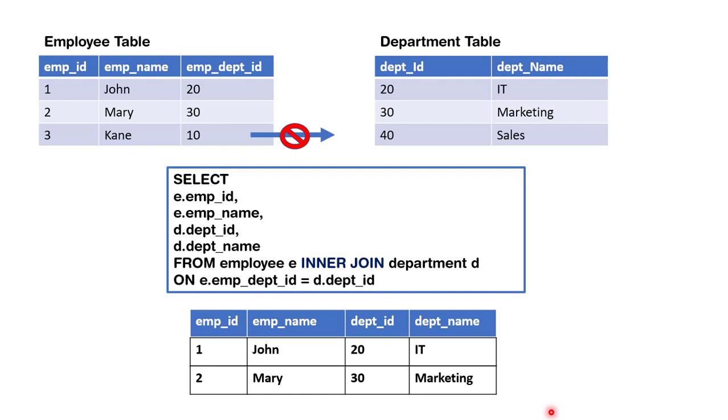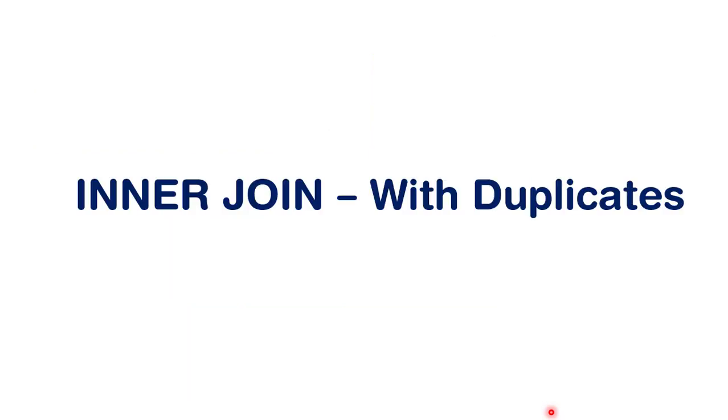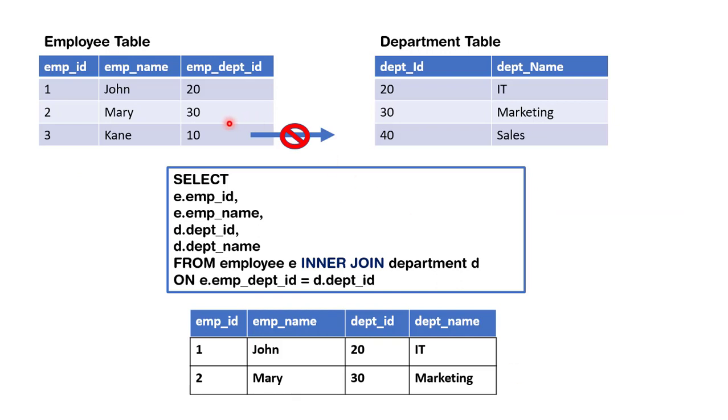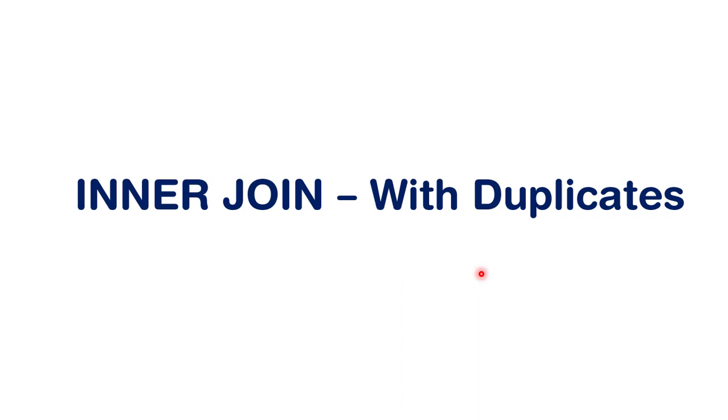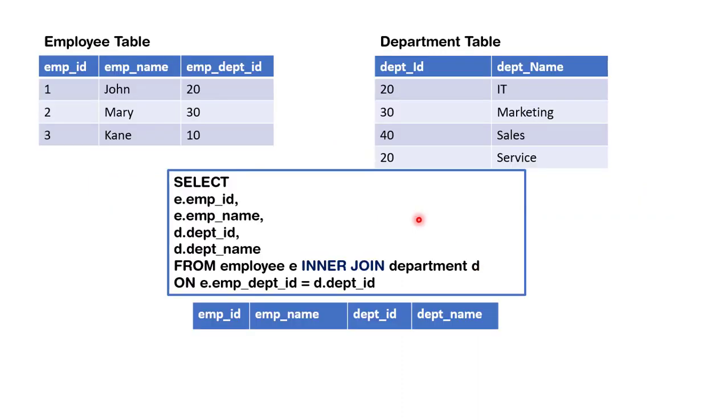So let's move on. If you see, previously we saw that there were no duplicates on the joining column. Let's see if we have duplicates, then how does it work, right? So if you see that in department table, I have a duplicate of 20 and 20, right? One is department name IT, one is department name service. Let's see the same join, how does it work?